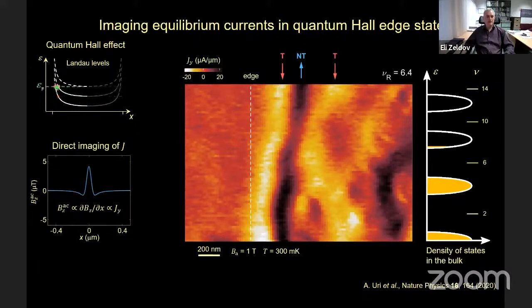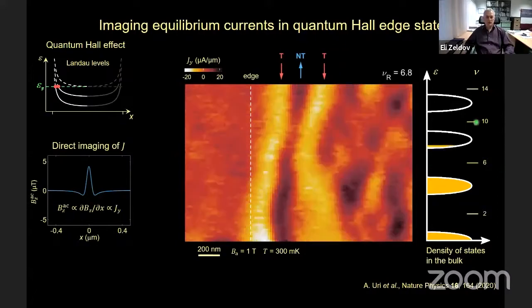So we are now in this situation. We're at filling factor 6. We have 2 full Landau levels with 2 edge states, so we expect 2 downstream currents. Indeed, we observe 2 downstream currents, but surprisingly, between them we have an upstream current, which we usually don't think exists in the system.